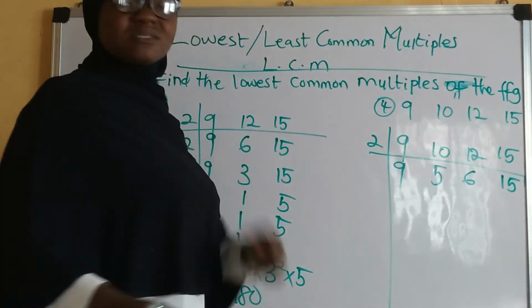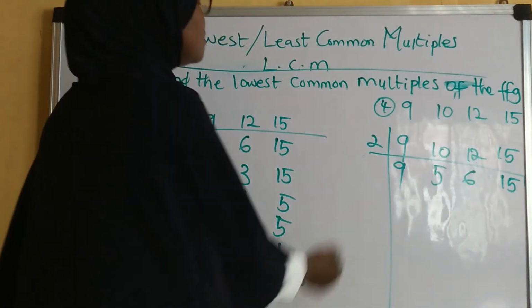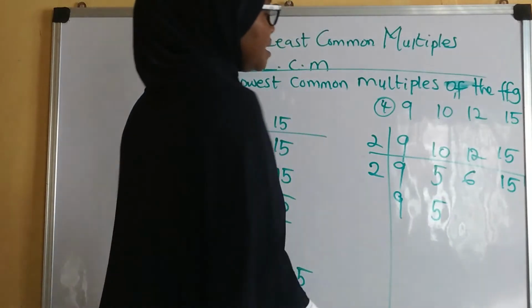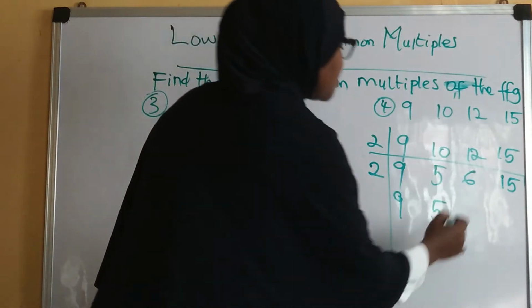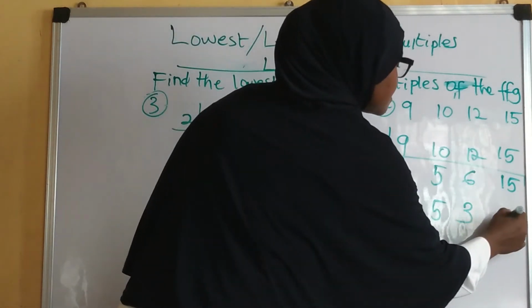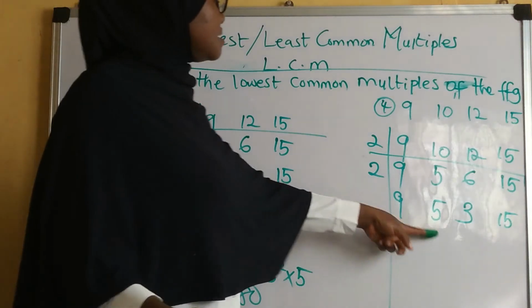Alright, when I look through, what else can I use? I can use 2. Why? Because 2 can divide 6 successfully. So I'll use 2 again. My 9 will remain. My 5 will remain. But how many 2 can I get in 6? 3. How many 2 can I get in 15? It's still 15. Now when I look through, I cannot use 2 because 2 cannot divide this, and this, and this.